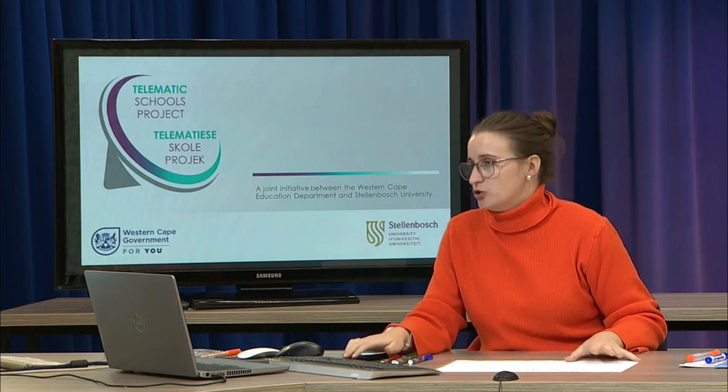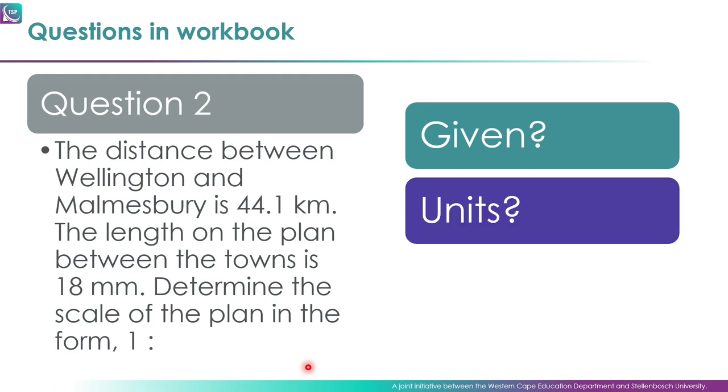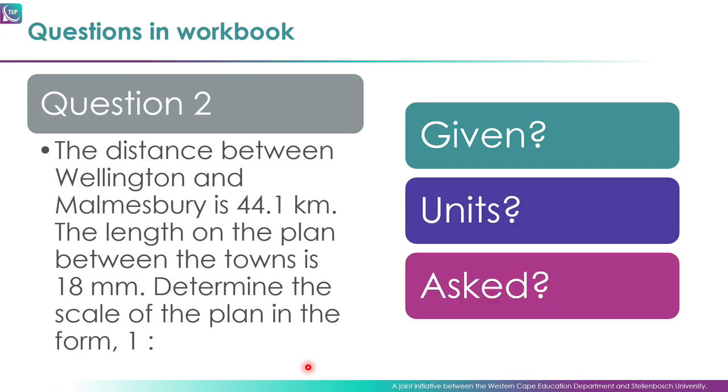Now, if we look at question 2, again, I'm saying what is given, what are the units, and what is asked. So question 2 says to us that the distance between Wellington and Malmesbury is 44.1 kilometers. So first of all, you need to now figure out for yourselves, if it's 44.1 kilometers, there's no way that they're going to draw a map that is 44.1 kilometers. So this will be the actual distance. Then the length on the plan between the two towns is 18 millimeters. Determine the scale of the plan in the form 1:2.